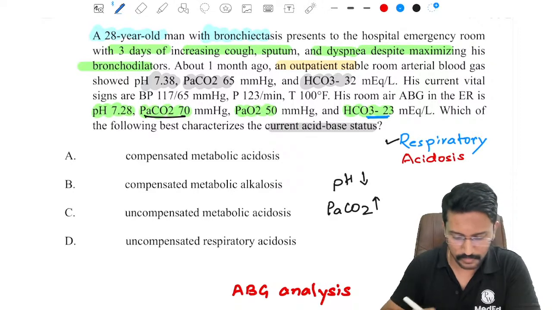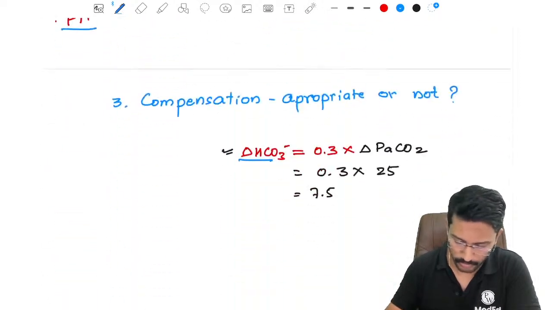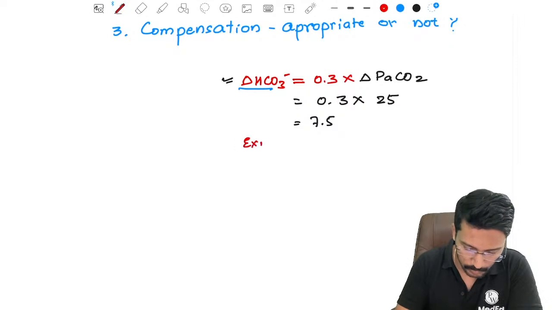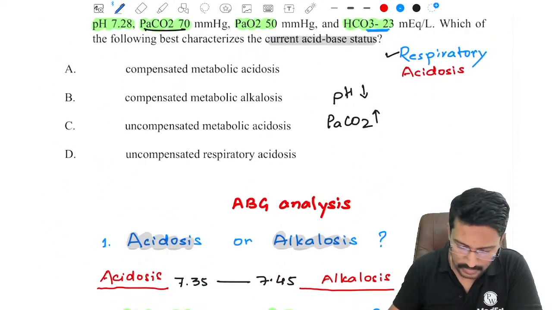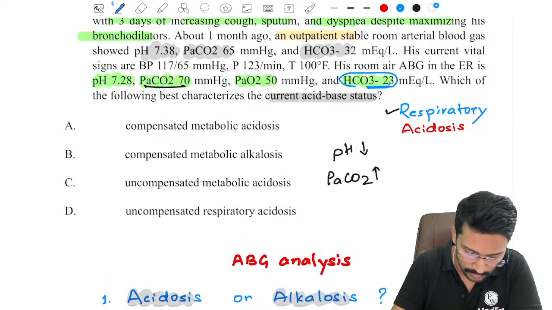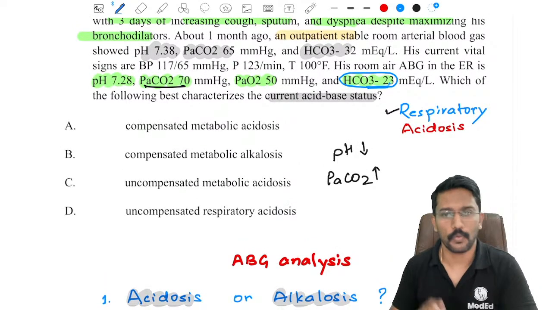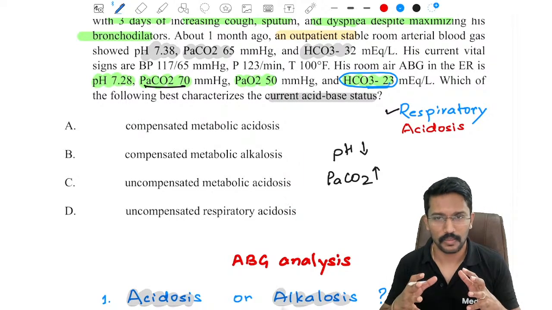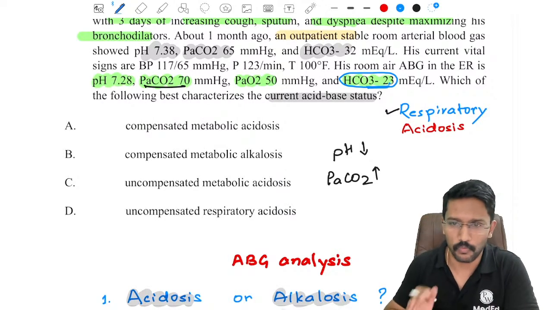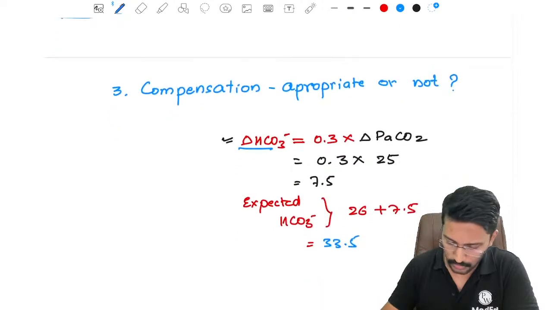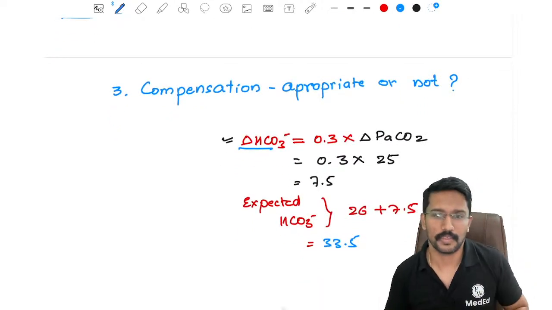But how much do I see here? 23, right? So remember this point now. Expected HCO3 in this case is 26 plus 7.5, that would be 33.5. And what do I see here? Only 23. So what does that mean? Is it as much as it should be, or is it less than what it should be? It should have been around 33.5, but it is way lesser than that.